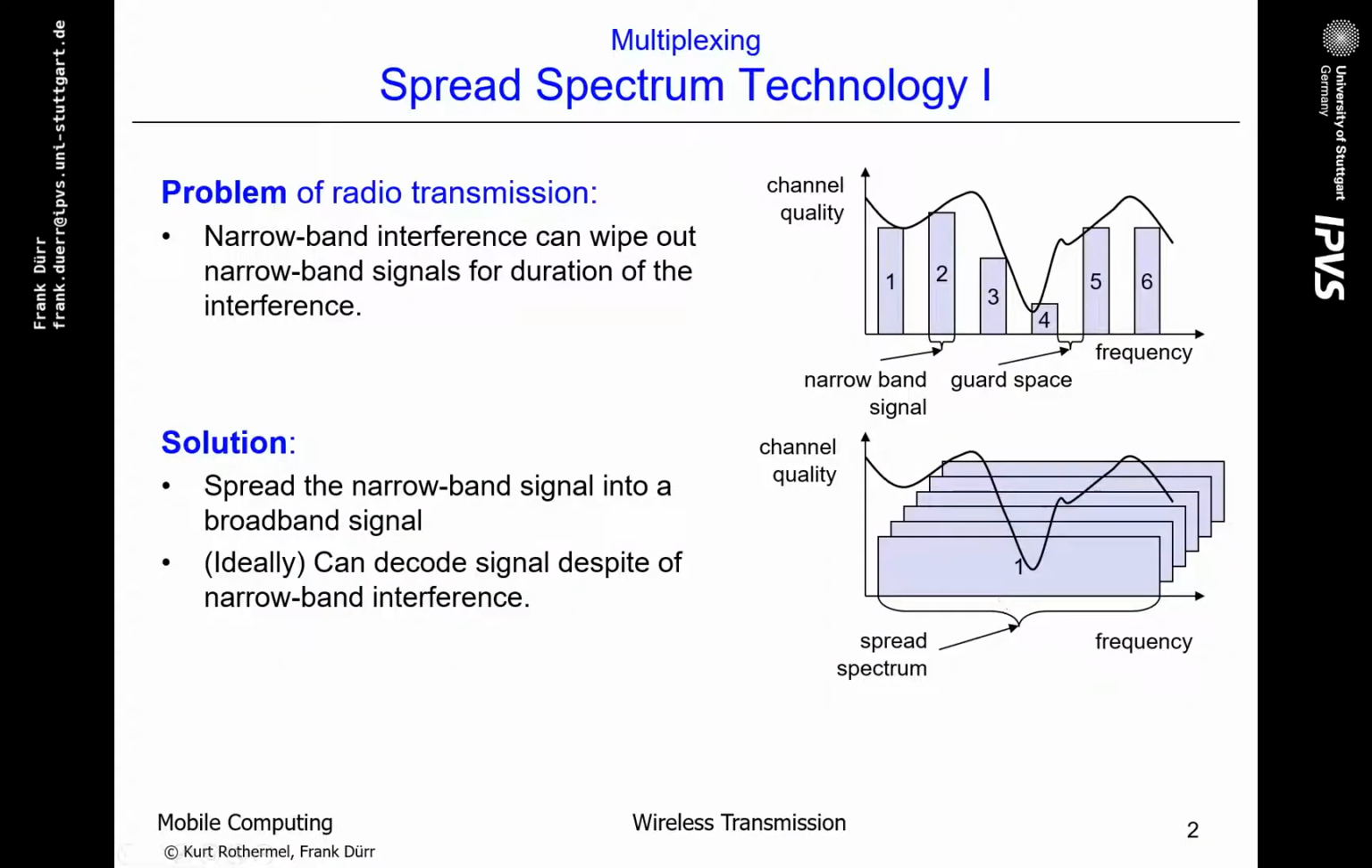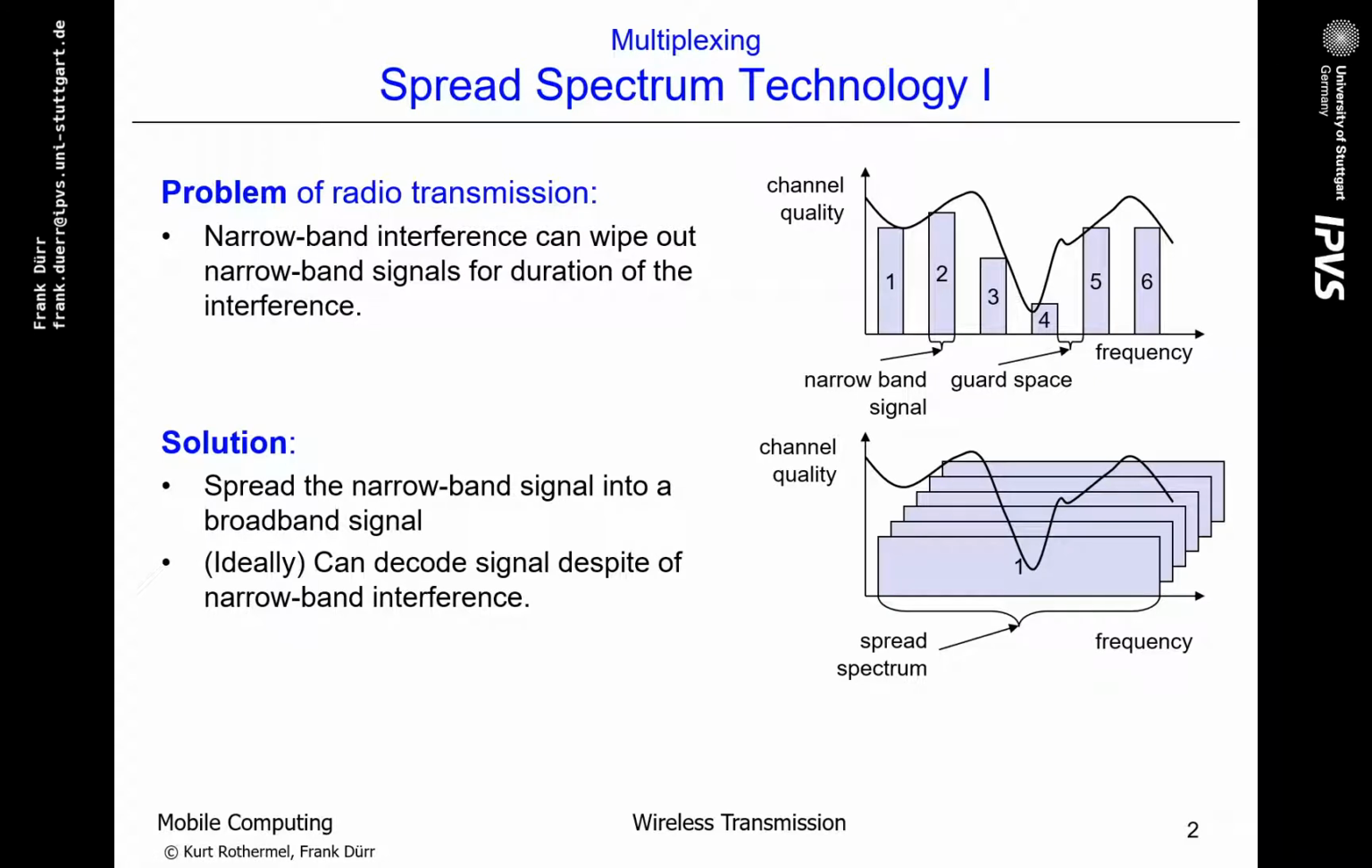First of all, let's have a look at a problem that we are trying to solve here. The problem is called narrowband interference. So what is narrowband interference? It is interference that only affects a narrow band of your radio spectrum. Let's have a look here at the right hand side. Let's assume we have, let's say, 60 megahertz of bandwidth available. From here to here, this is our 60 megahertz of bandwidth.